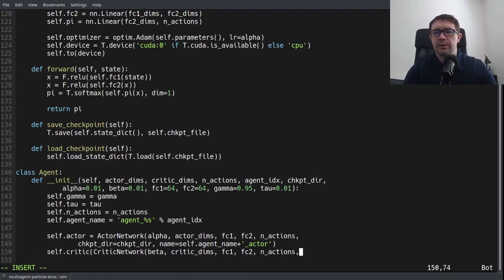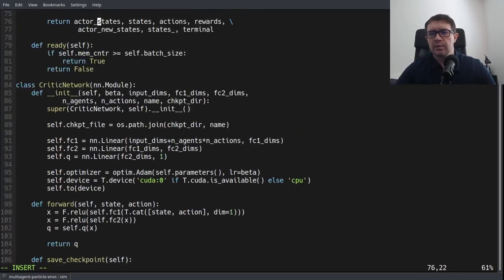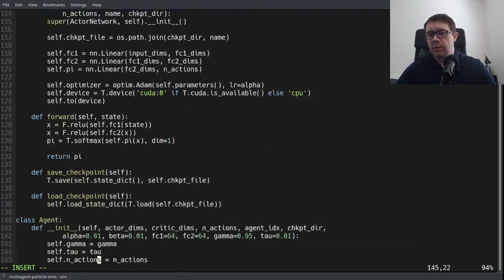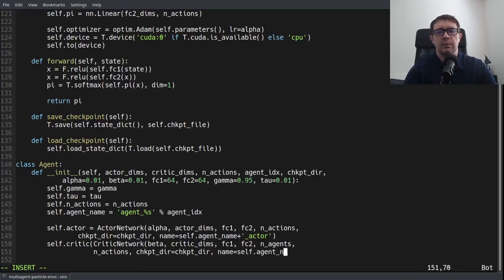I flipped these, didn't I? N agents and n actions, let me double check up here. So n agents and n actions, yeah, right here. Okay, we definitely don't want to swap those, that'll be a problem. N agents and n actions. Then we need a checkpoint directory and a name, name plus critic.